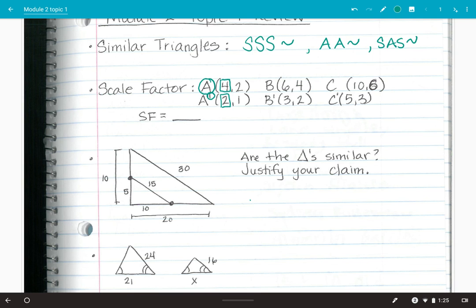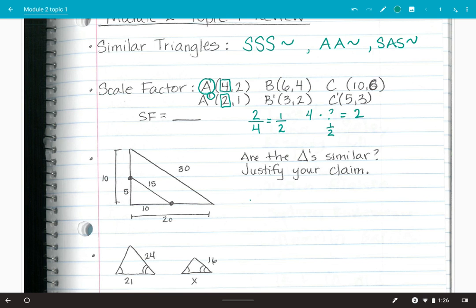Okay, so we know it's getting smaller. So we can take the new shape over the original. Or you can say 4 times what will give me 2. And this is going to be a fraction. Don't say that we're dividing by 2, okay? Don't say it's dividing by 2.